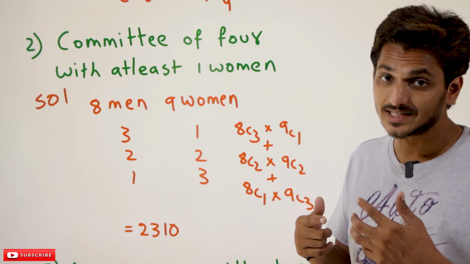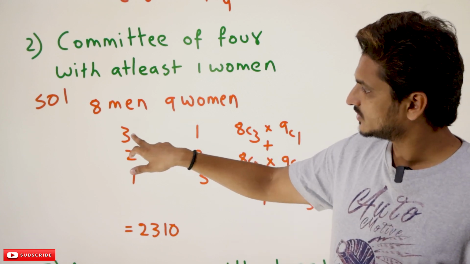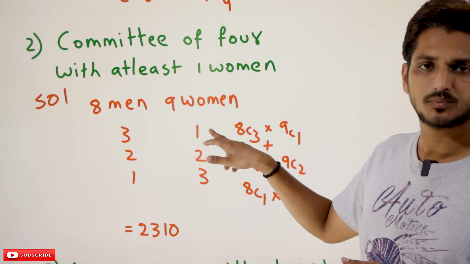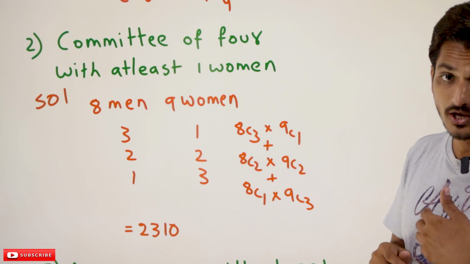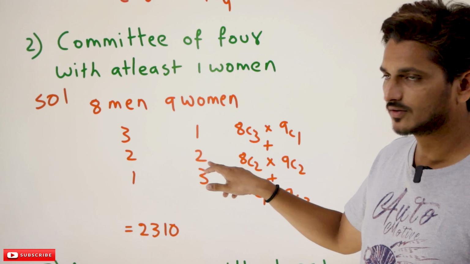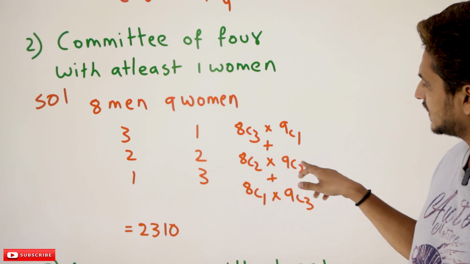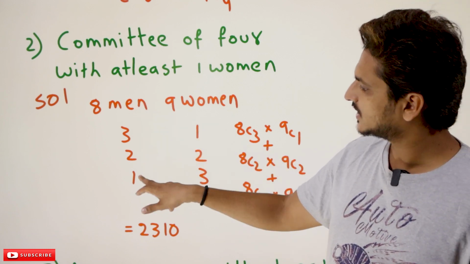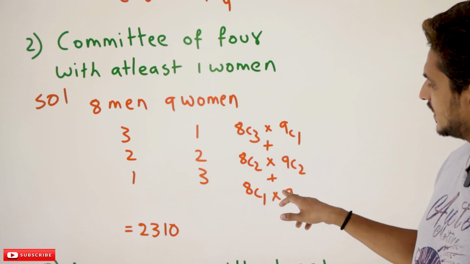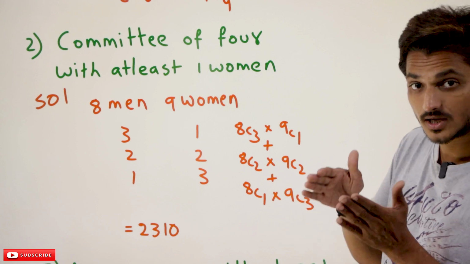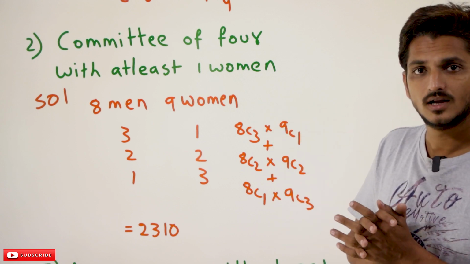So you have to write the selections for all of this. If you want to select 3 men and 1 woman, what is the combination? 8C3 multiplied by 9C1. If you want to select 2 men and 2 women, what is the possibility? 8C2 multiplied by 9C2. If you want to select 1 man and 3 women, 8C1 multiplied by 9C3. These are all the different cases.